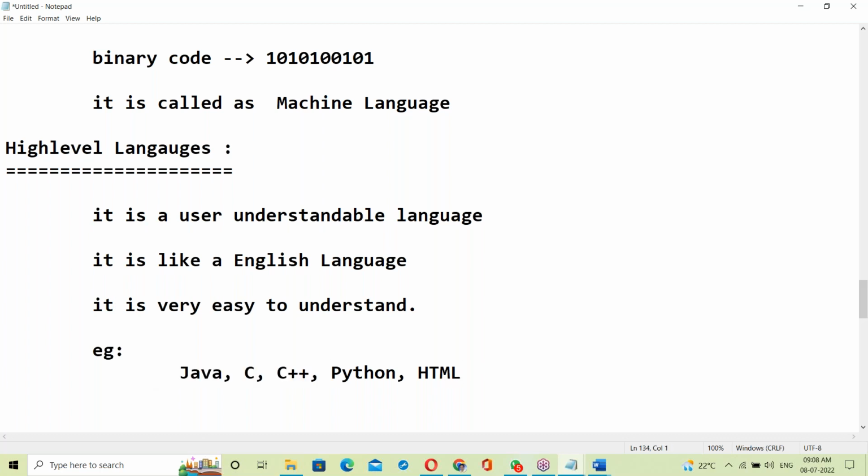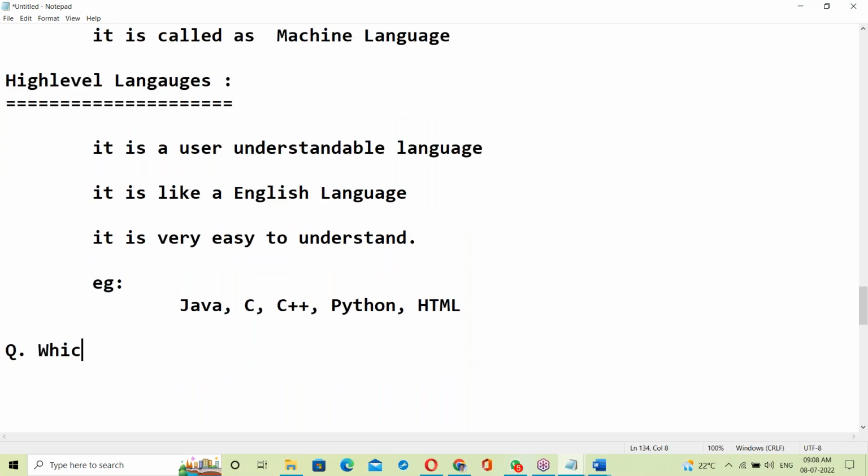Yes, some questions for you guys. Which is the first high level language? Anyone have an idea? Which is the first generated high level language?